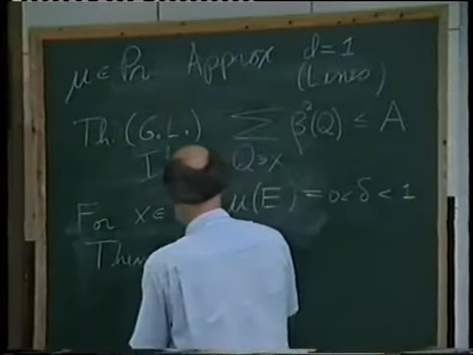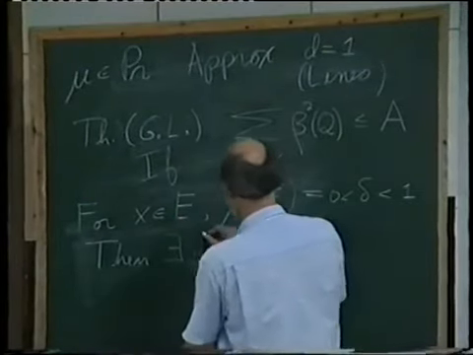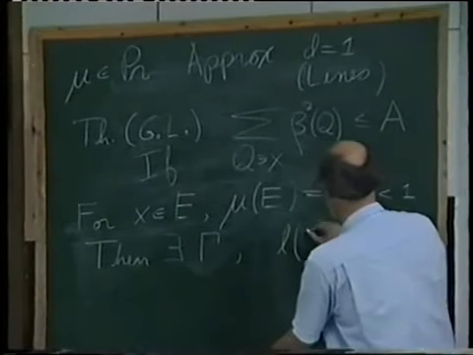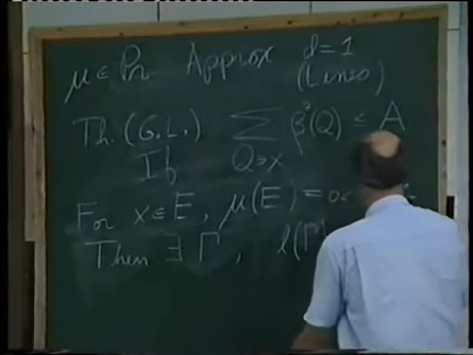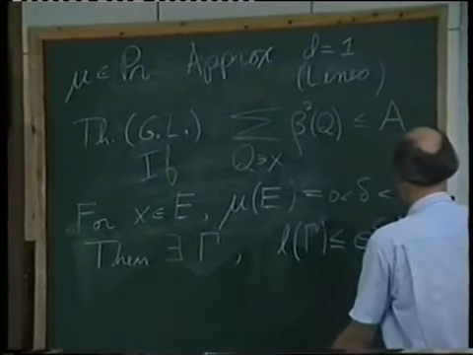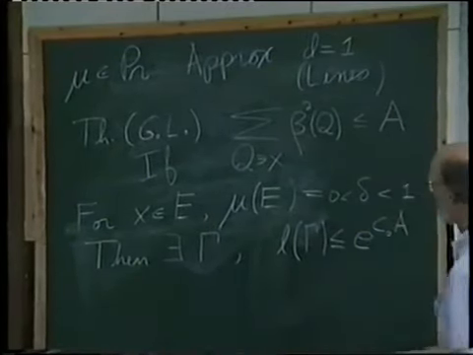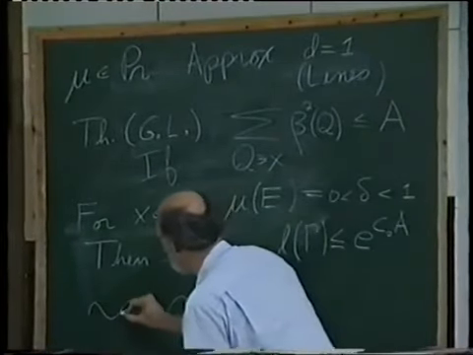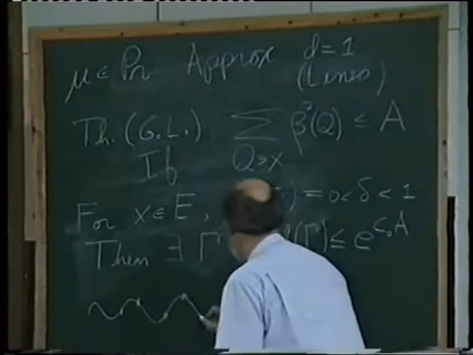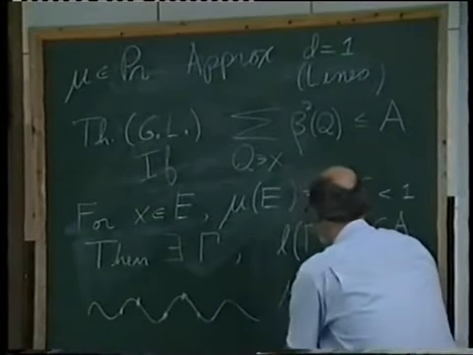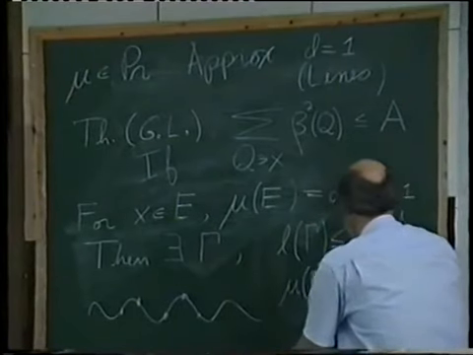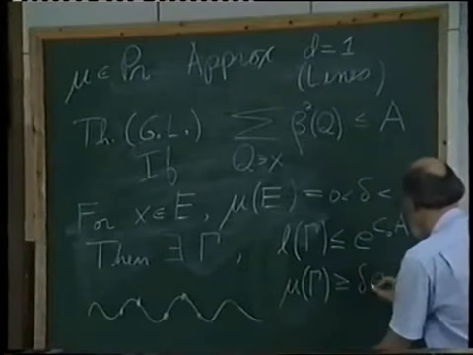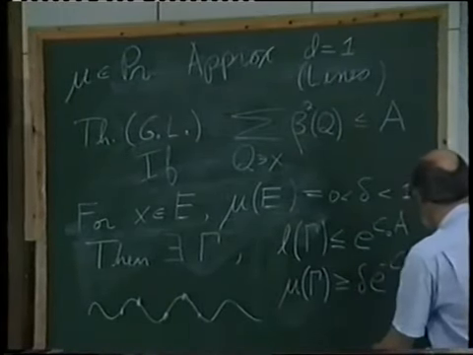So then there exists a curve gamma with two properties. So first, its length is bounded by e to the universal constant times a. And second, this curve picks up a lot of the measure. And how much measure does it pick up? It picks up at least this fraction delta times e to the minus constant a.